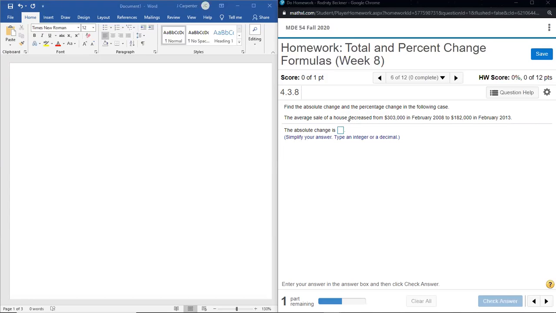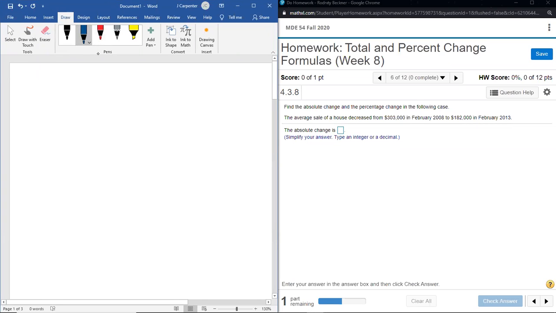Find the absolute change and the percentage change in the following case. The average sale of a house decreased from $303,000 in February of 2008 to $182,000 in February 2013. So this problem relates to the housing crisis of 2008, where these values had ballooned up just a ton. They were overvalued, and this was due to various reasons that we don't need to get into for the problem. All we got to do is just talk about the total change, which is another word for absolute change, as well as percent change.